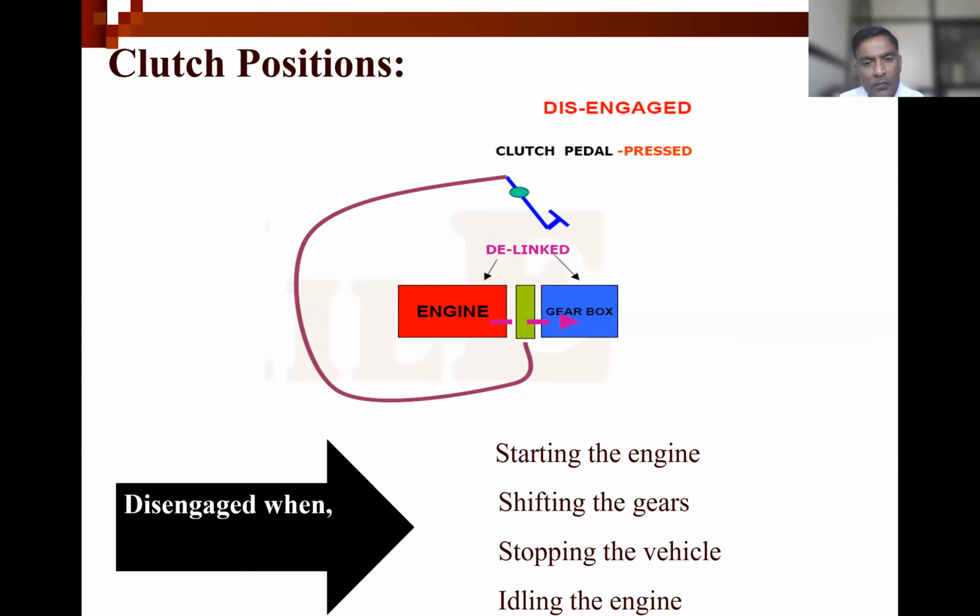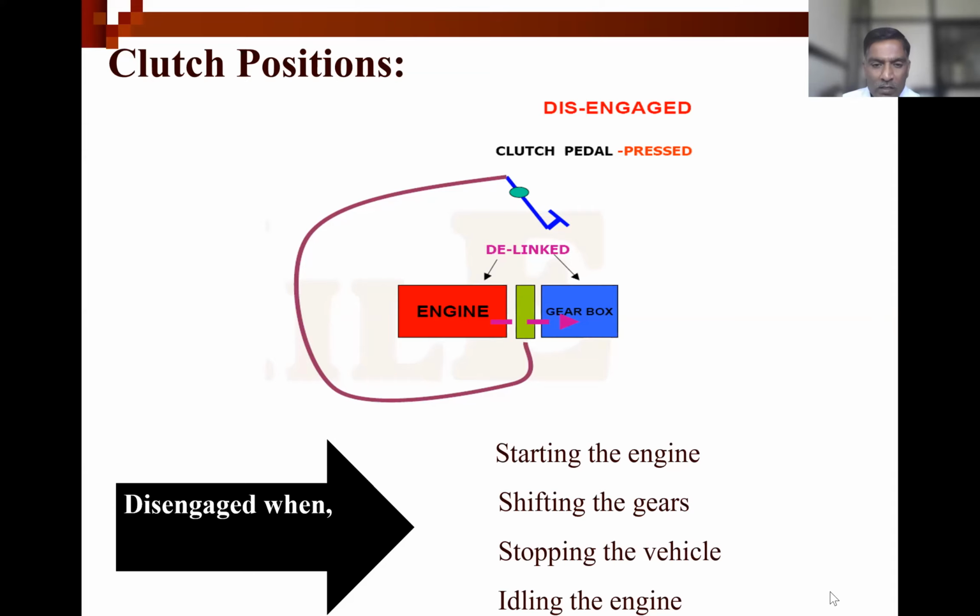Again, the clutch is disengaged when stopping the vehicle. So again, to provide neutral and to stop the vehicle, we are cutting down power from the engine to the transmission system just by pressing the clutch. What does it indicate? Pressing the clutch means clutch disengaged. So stopping the vehicle, and again we are going to apply the brakes.